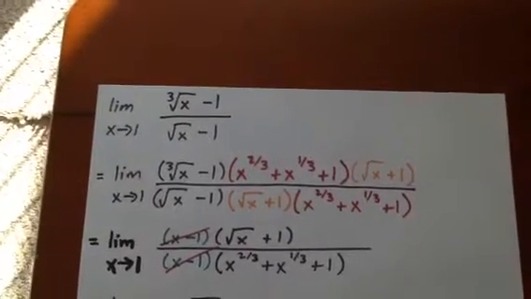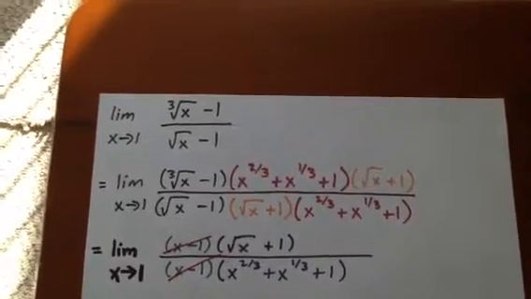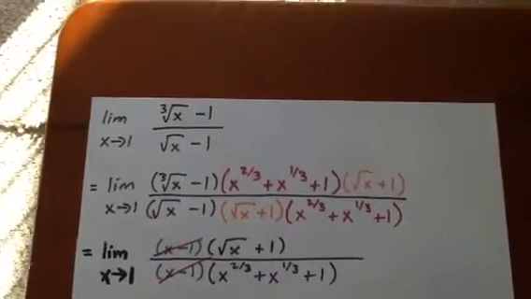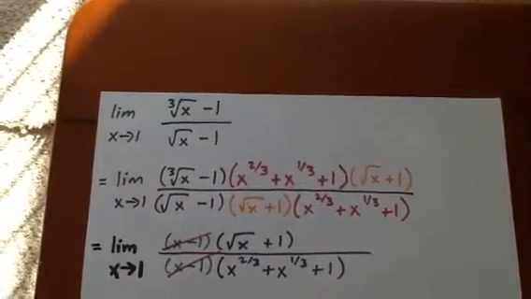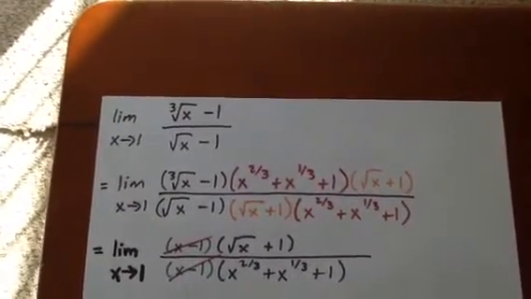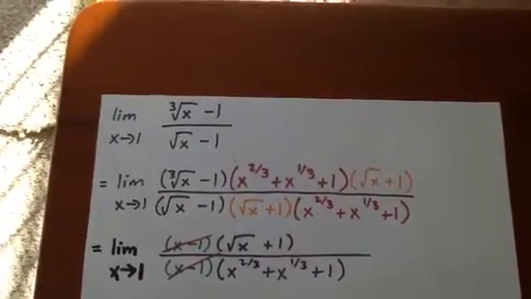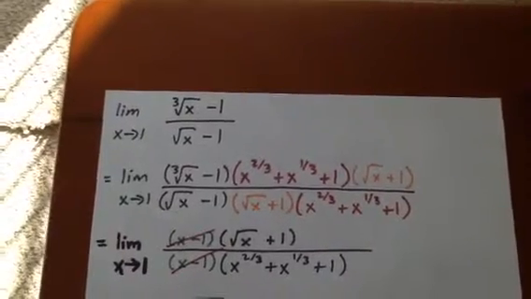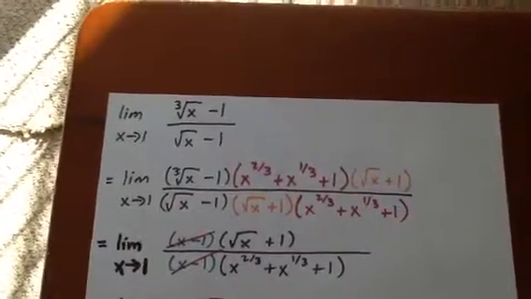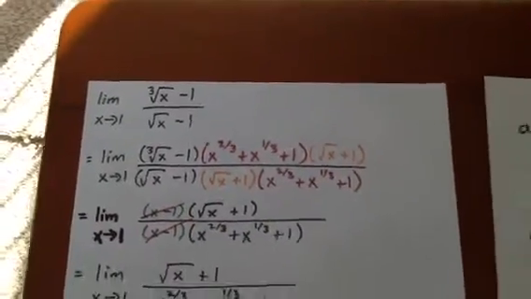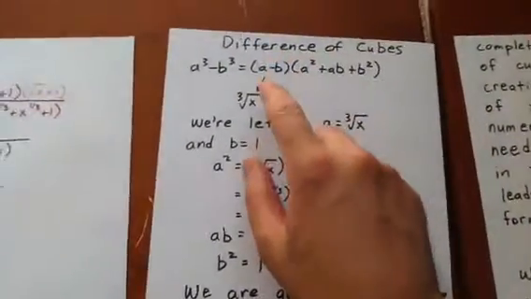In this particular question, the limit as x goes to 1 of the cube root of x minus 1 over the square root of x minus 1 is challenging because it requires us to rationalize the numerator and rationalize the denominator, but we have to use different techniques. The numerator is an example of a difference of cubes rationalizing, and the denominator is an example of a difference of squares rationalizing.